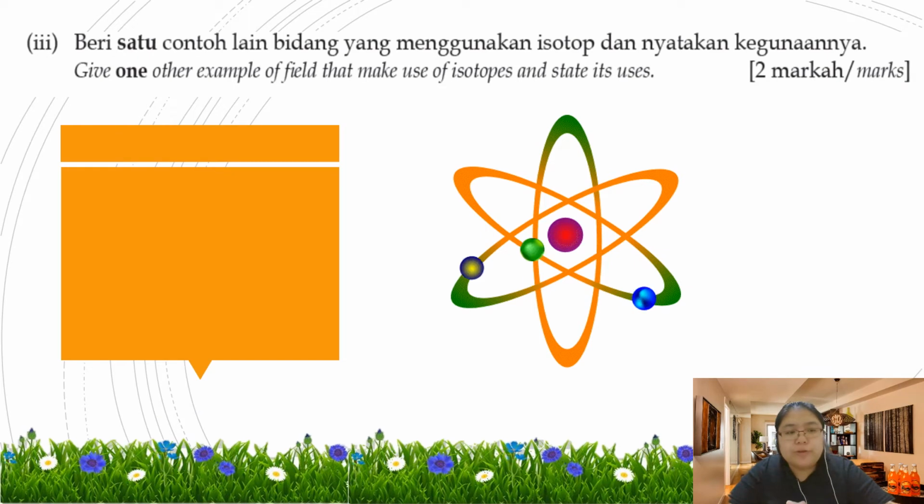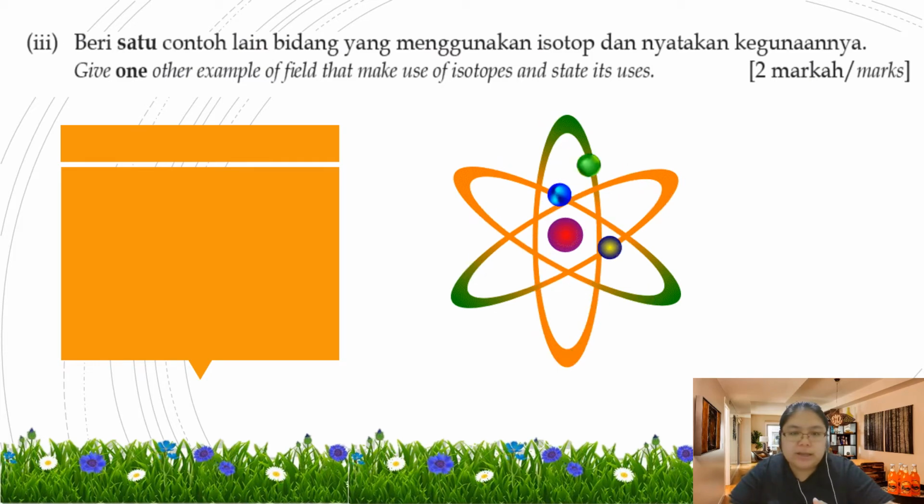Okay, then number 3 is 2 marks. Give one other example of a field that makes use of isotopes, and state the use. So we need to give another one. The question already said medicine, agriculture, food technology, so you need to give another. So another should be archaeology. Archaeology is 2 marks: when you mention archaeology, just 1 mark. Then you give an example. Archaeology normally uses carbon-14. They want to find out about fossils.